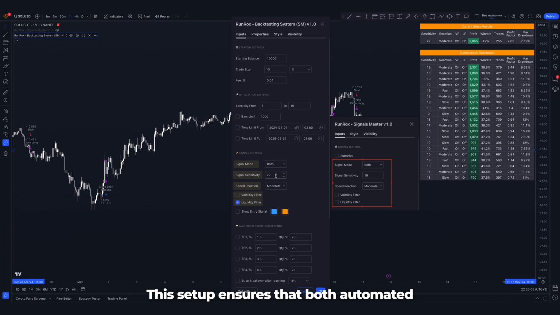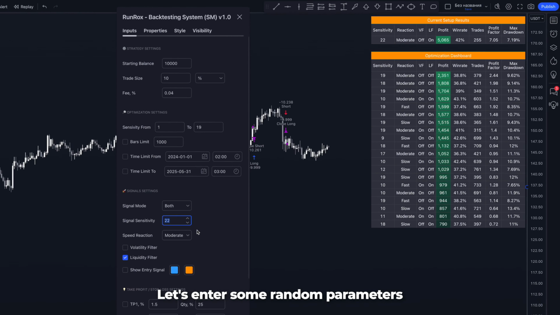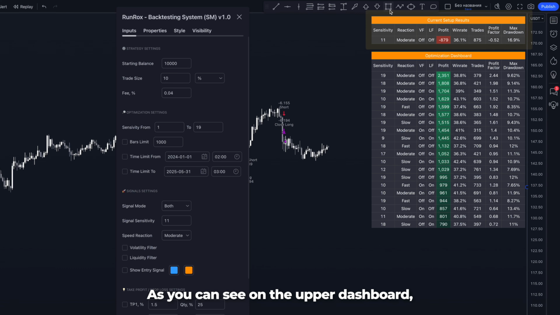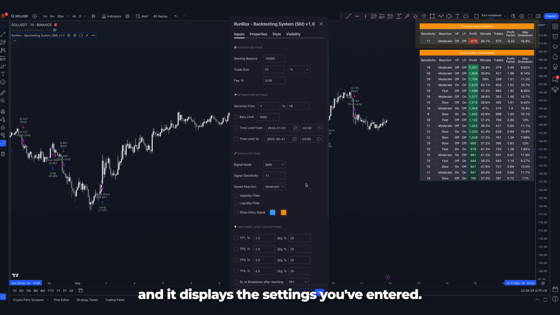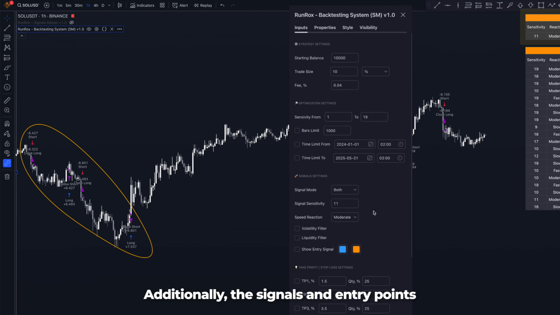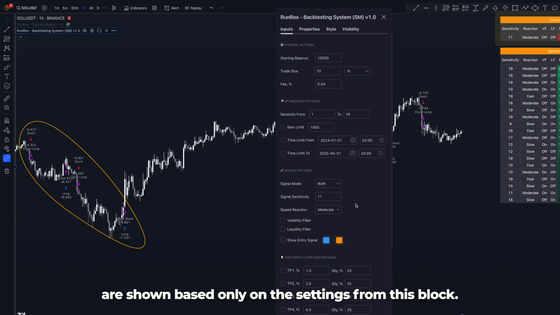This setup ensures that both automated and manual testing options are available, giving you comprehensive tools to fine-tune your trading strategy. Let's enter some random parameters to demonstrate how this works. As you can see on the upper dashboard, the results have changed, and it displays the settings you've entered. Additionally, the signals and entry points you see on the chart have also changed because the entry points on the chart are shown based only on the settings from this block.